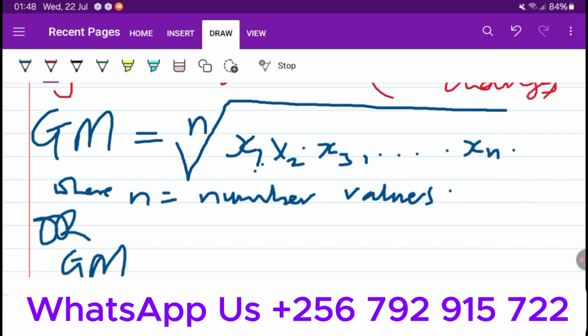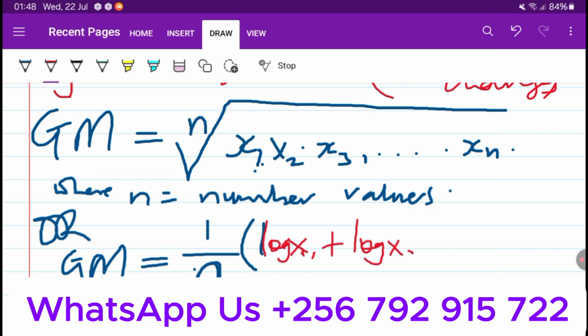Or we can say the geometric mean can be 1 over n, where n is the number, then you sum up the logarithms: the log of x1 plus log of x2 up to log of xn, and that will give you the geometric mean.